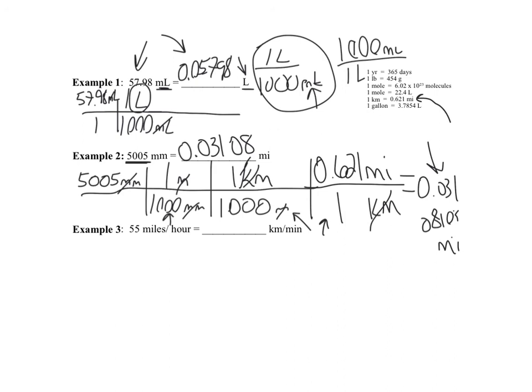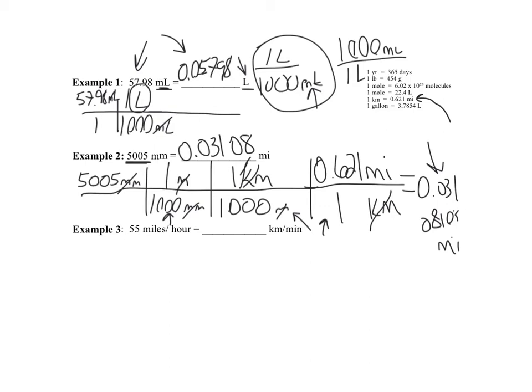Hopefully you've started to get at least a little bit of a grasp. You're starting to see how this works. So let's take a little step up. Example 3 says that I have 55 miles per hour, miles over hours, and I want to convert that into kilometers per minute. So in example 1 and example 2, I was changing a single unit, milliliters to liters, or millimeters to miles.